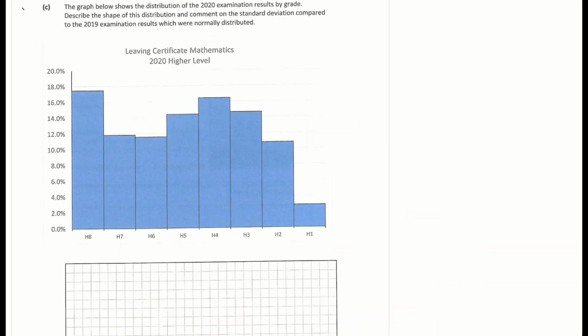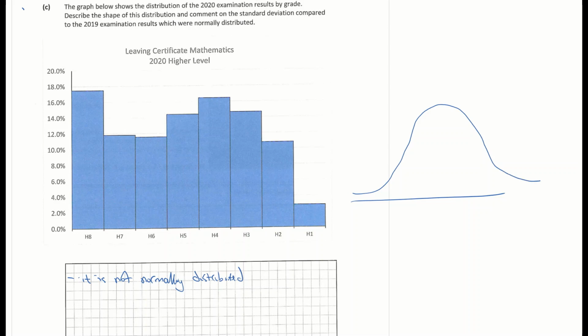And finally, part C. The graph below shows the distribution of the 2020 examination results by grade. Describe the shape of this distribution and comment on the standard deviation compared to the 2019 examination results, which were normally distributed. Normally distributed means it's in that bell curve effect. So it's quite clear from this picture that it is not normally distributed. Normally distributed would look something like this. It has that bell curve effect, which this doesn't.